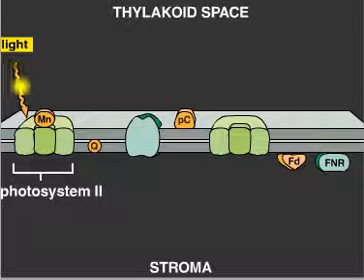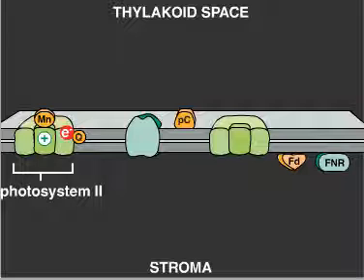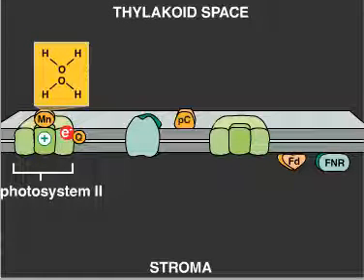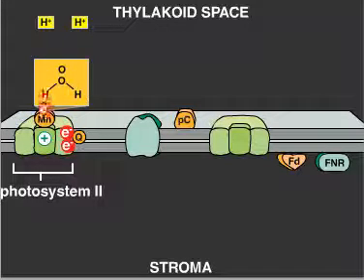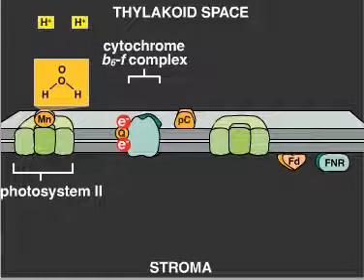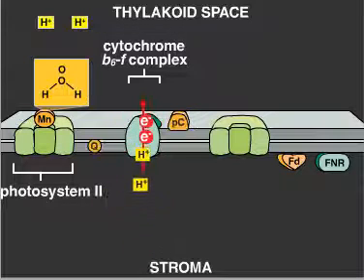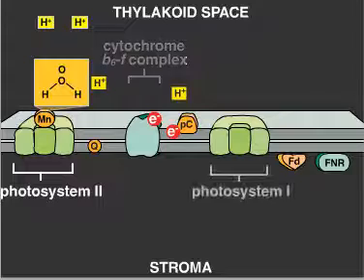When light bumps an electron out of the photosystem, the electron is removed by a small diffusible carrier molecule. As shown before, water replenishes lost electrons. The diffusible carrier molecule brings the electrons to the cytochrome B6F complex, which uses part of the electron's energy to pump protons across the membrane. From there, the electrons travel to photosystem 1.